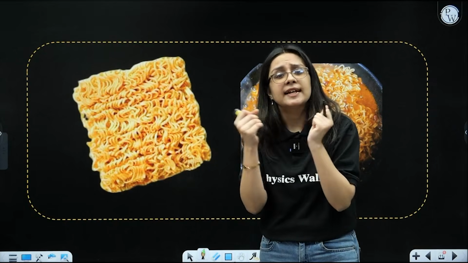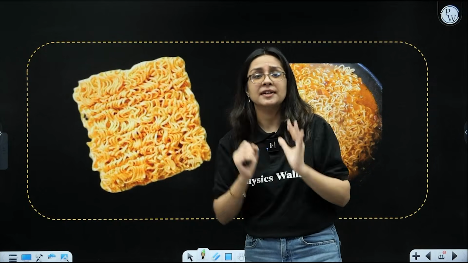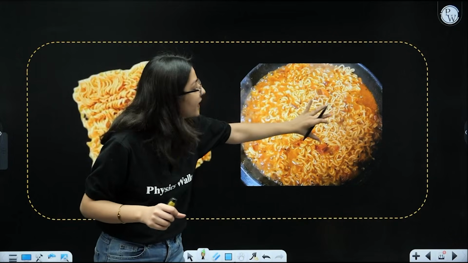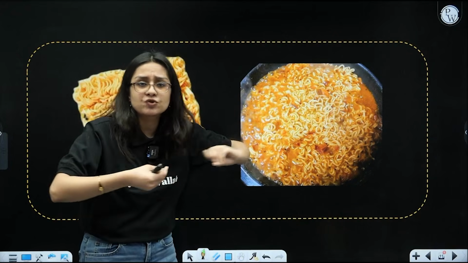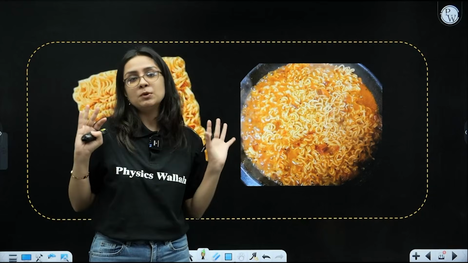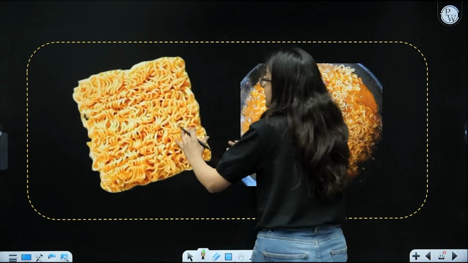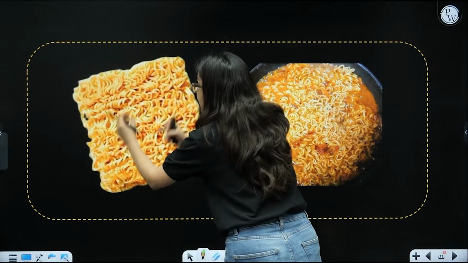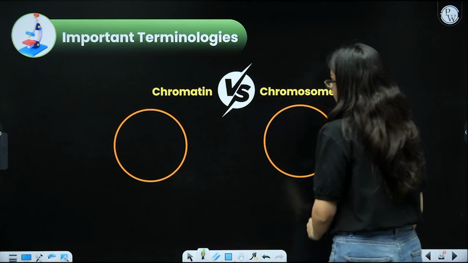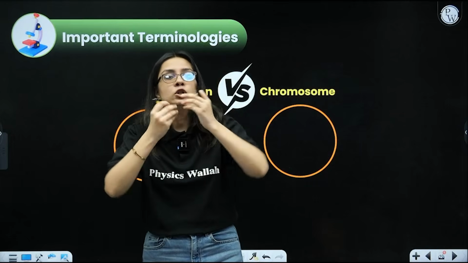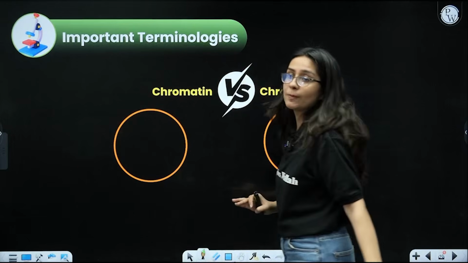They're very, very tightly packed, beta, very stiff, very tightly packed. Got my point? And once these are cooked, they look very elongated, very stretched apart, and each noodle is very beautifully seen. Got my point? So exactly like that, beta, whenever we see a tightly packed structure of DNA, that tightly packed structure of DNA is called a chromosome. And once that structure, beta, is loosely present, that is called chromatin.